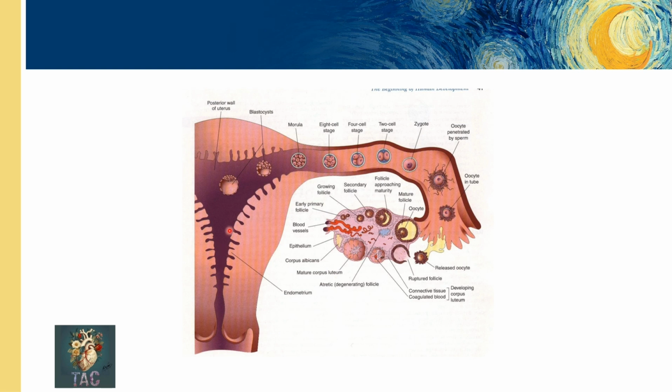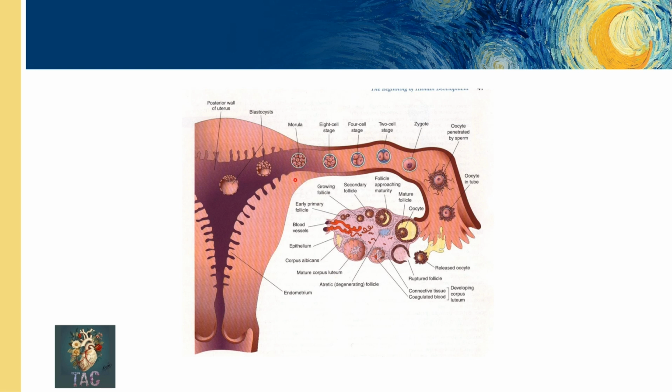This is the release, so from here we start. This is the release of the secondary oocyte at the time of ovulation, and it is captured by the infundibulum, and usually the ampullary part of the uterine tube, which is closest to the ovary, is the part where fertilization takes place. So this is again your MCQ. After fertilization, you can see 2 cell stage, 4 cell stage, 8 cell stage, then 12 to 32 cell stage where it is called morula.